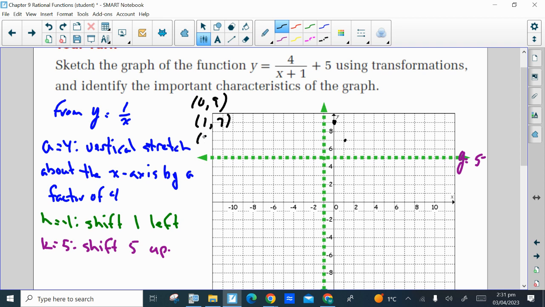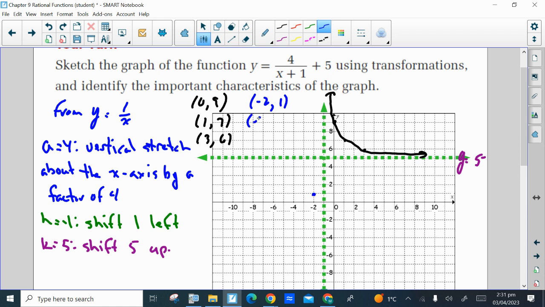And I can let x equal 3 because 3 plus 1 is 4. 4 divided by 4 is 1. 1 plus 5 is 6. So the point 3 comma 6 is also on the graph. So this gives us 3 points on that arm of the graph. To the left of -1, -2 will work nicely because -2 plus 1 is -1. 4 divided by -1 is -4. Plus 5 is 1. So -2 comma 1.